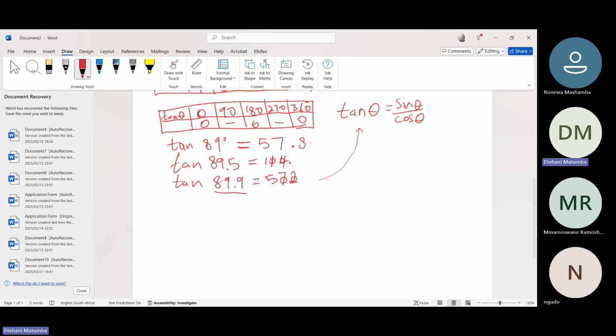Okay, however, what I have done there was just the sine and the cos graphs when theta is between 0 and 360. So this is your sine graph.